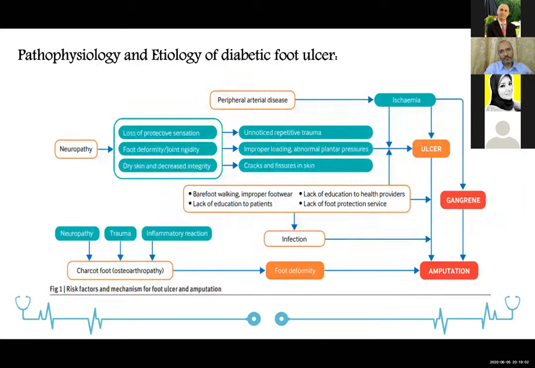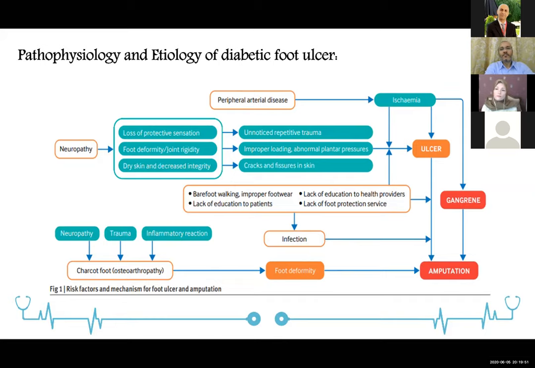This is a diagram of the pathophysiology and etiology of diabetic foot ulcers in diabetic patients. We have many causes: neuropathy affecting the sensory, motor, and autonomic nerves, causing loss of protective sensation, foot deformity and joint rigidity, dry skin and decreased integrity. This causes unnoticed repetitive trauma and improper loading with abnormal plantar pressures, as Dr. Adalia explained clearly to us, the arches and the traction between the arches are very important to maintain stability of the foot. Cracks and fissures in the skin also all cause ulcers.